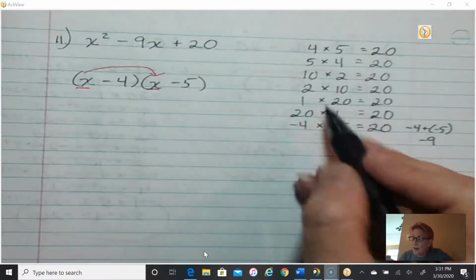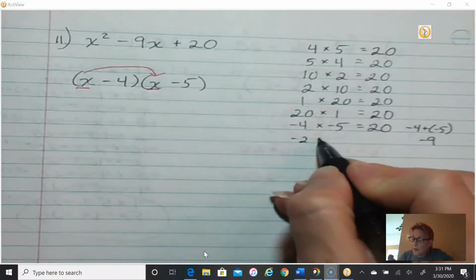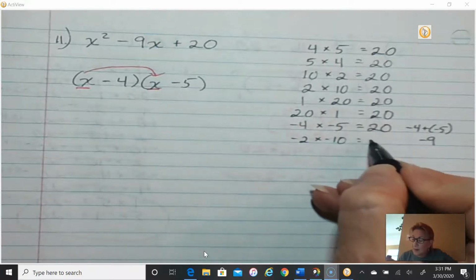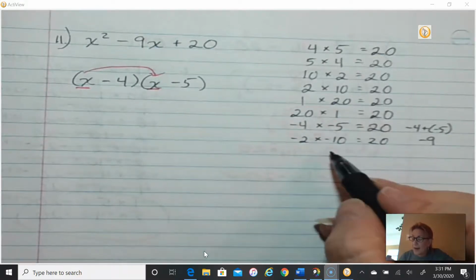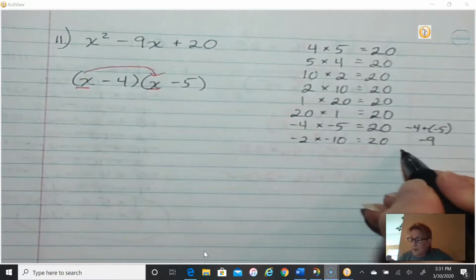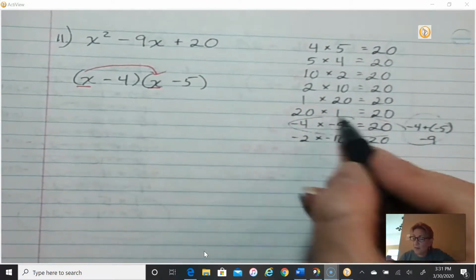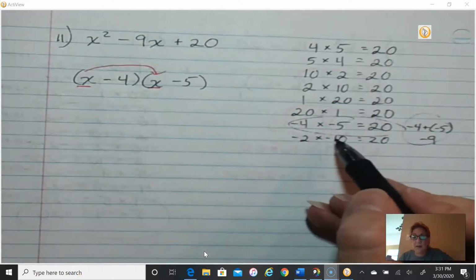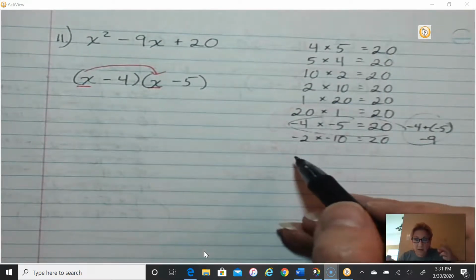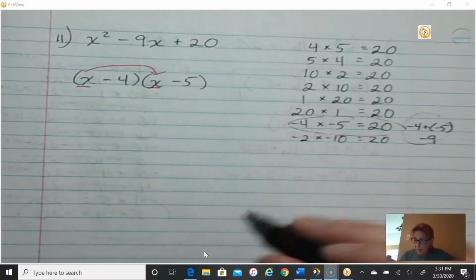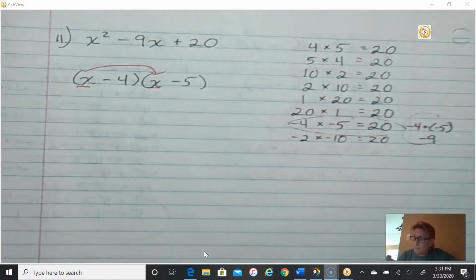Because look, if I did negative 2 times negative 10, that'll give me a positive 20, but when added, that's going to give me a negative 12. So see, this works. It could be negative 5 and negative 4, you know, got a choice of 2. Okay, so let's check this.